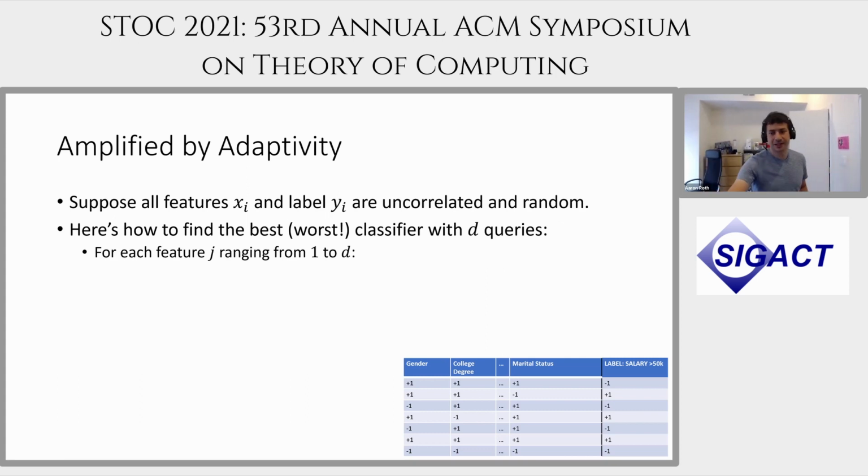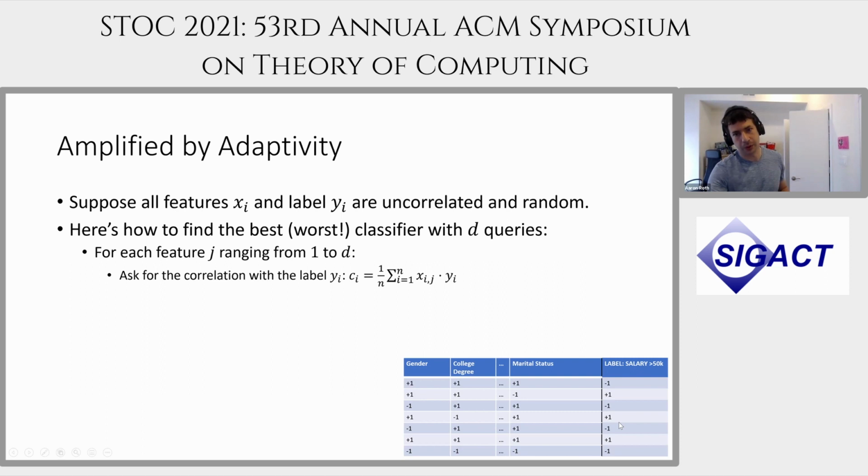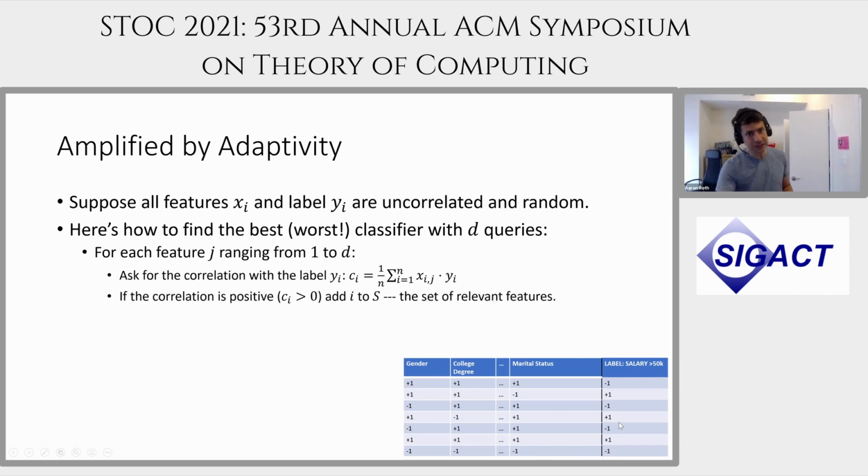For each of the features, I'm just going to query what is the correlation of that feature with the label? Just what is the inner product of the column corresponding to that feature with the column corresponding to the label? And if it's positive, I will say this is a relevant feature, and I will add it to my set. And if it's negative, I won't. And in the end, I've got some model that I've learned. I've added some relevant features to my set, and I'll just ask the query, what is the error of my classifier?